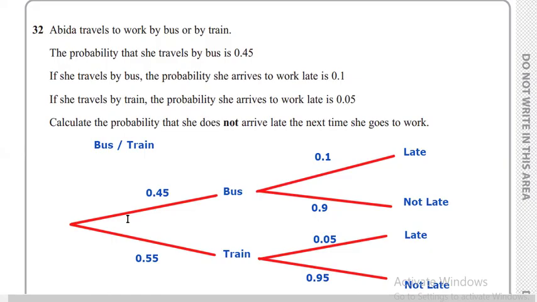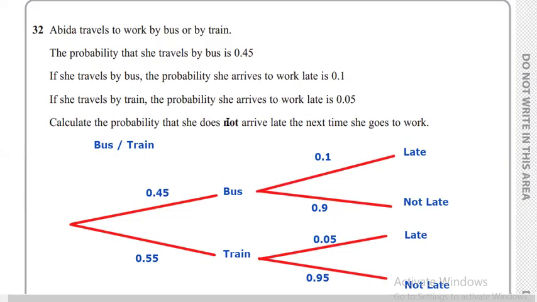This is how you use the diagrams. If you're going through one path, you have to multiply the probabilities that you walk on, okay? Now let's see the question. Calculate the probability that she does not arrive late the next time she goes to work.